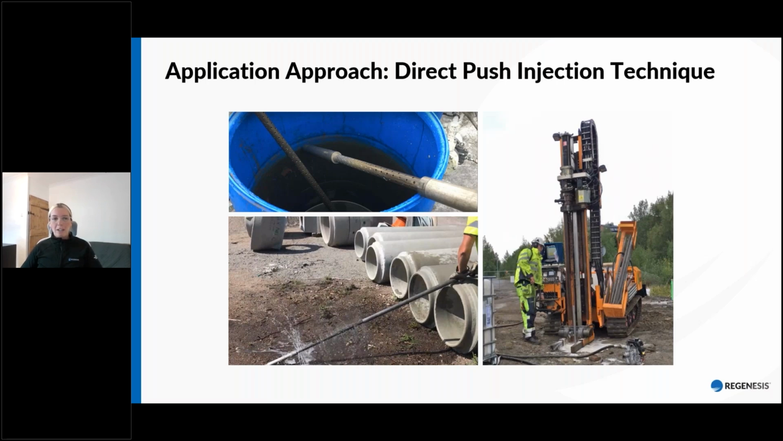Now, this application method is typically used in superficial deposits to around 15 meters below ground or less. And frequently, we use direct push technology where possible. And that's because we rely on an extremely extended longevity of our technologies, and often one single injection is sufficient. So it's more cost effective than installing wells.